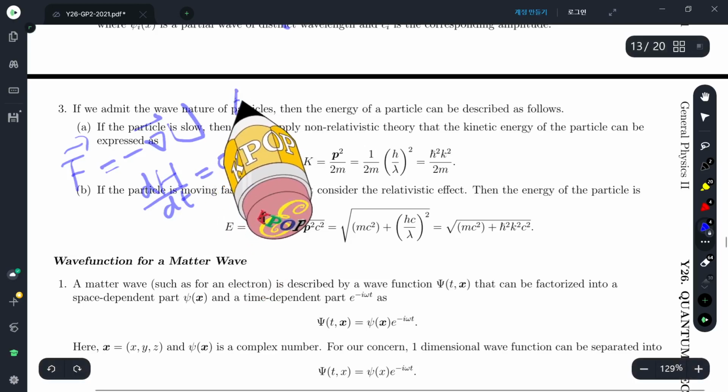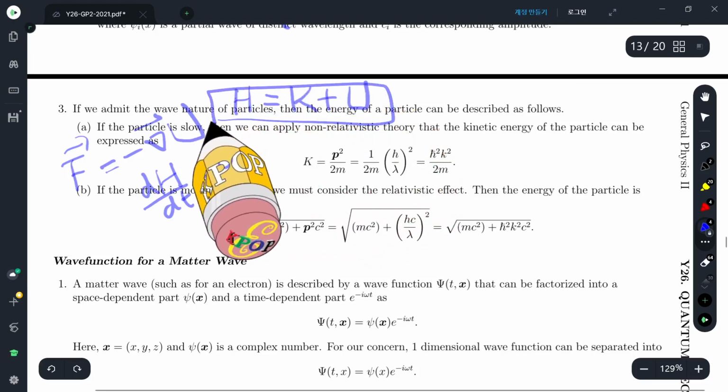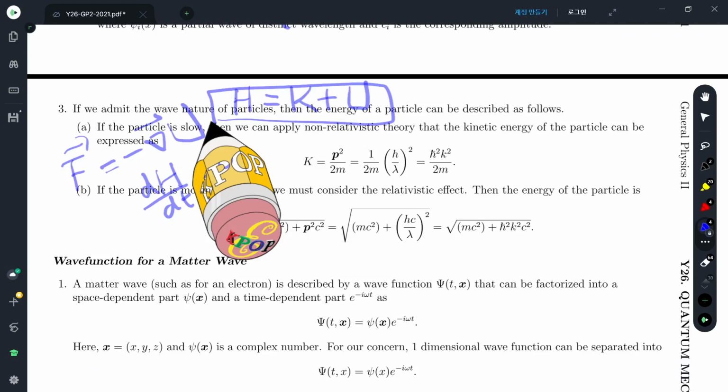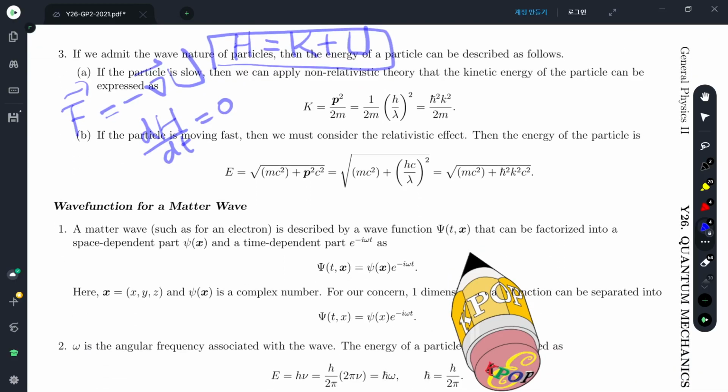Total mechanical energy is the sum of the kinetic energy plus potential energy, something like that. What we would like to require is that this fundamental principle of classical mechanics must also hold in wave mechanics, keeping the energy invariant if the force is conservative. So we would like to find some wave equation that respects this fundamental conservation theory.